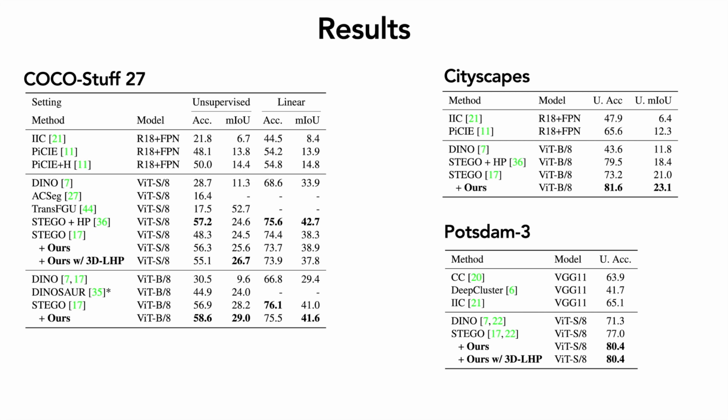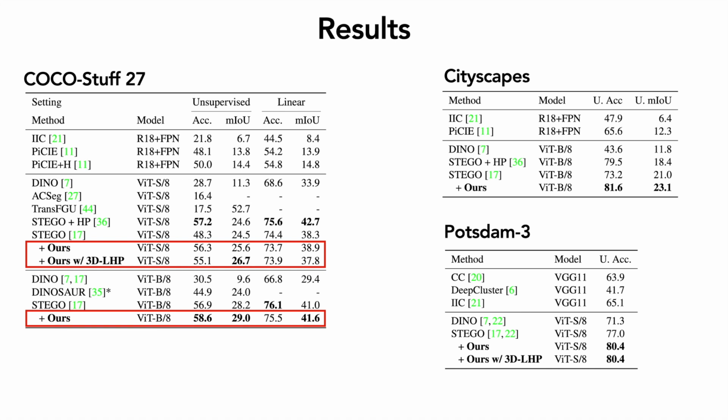Our evaluations show significant improvements in performance across a range of relevant benchmarks. For the ViT-S on COCO-Stuff, we obtained the best unsupervised mIoU of any approach, coming close to hidden positives on unsupervised accuracy. Overall, our ViT-B model performance is the best out of all in the table. On Cityscapes, we're able to improve upon STEGO by around 8% in unsupervised accuracy and 2% in mIoU, outperforming all other baselines. And finally, for Potsdam, we're able to further increase the unsupervised accuracy to over 80% for our ViT-S backbone.